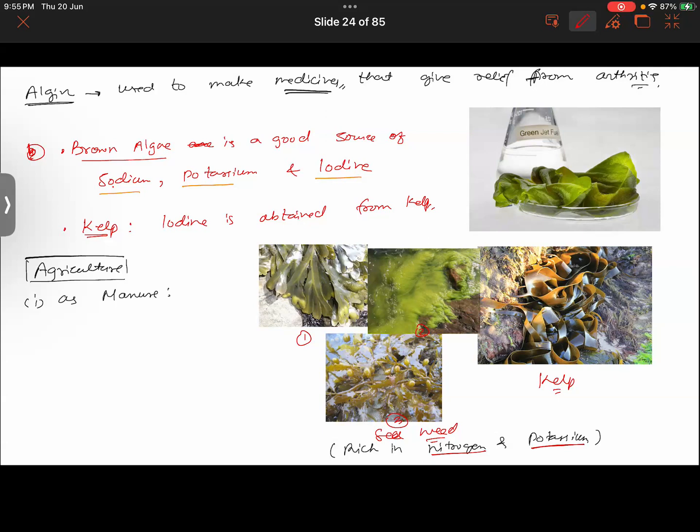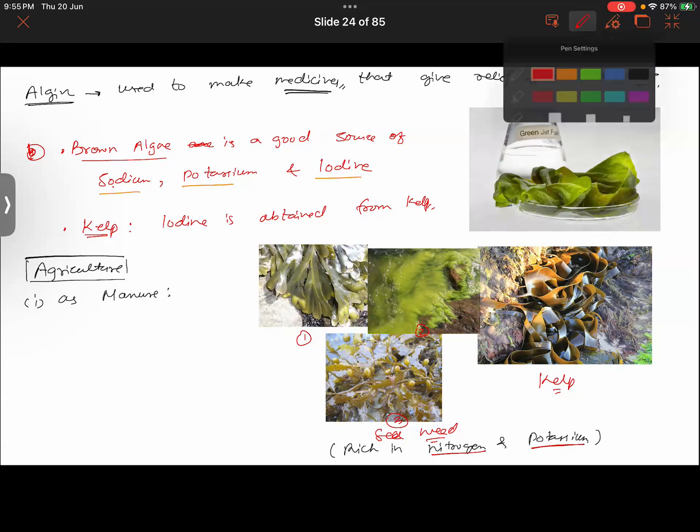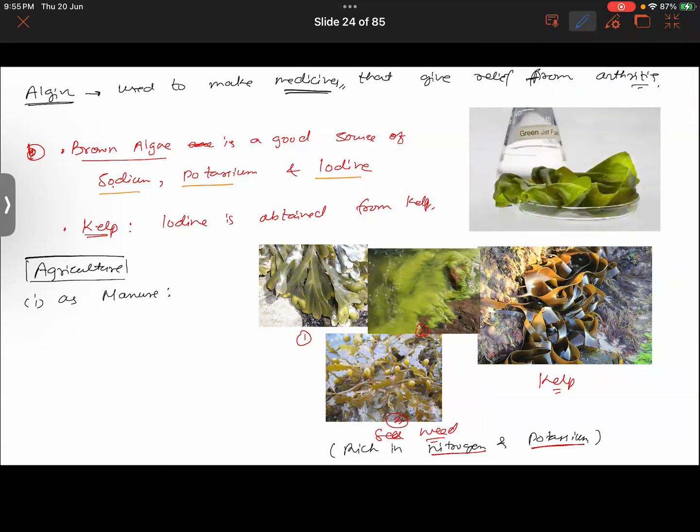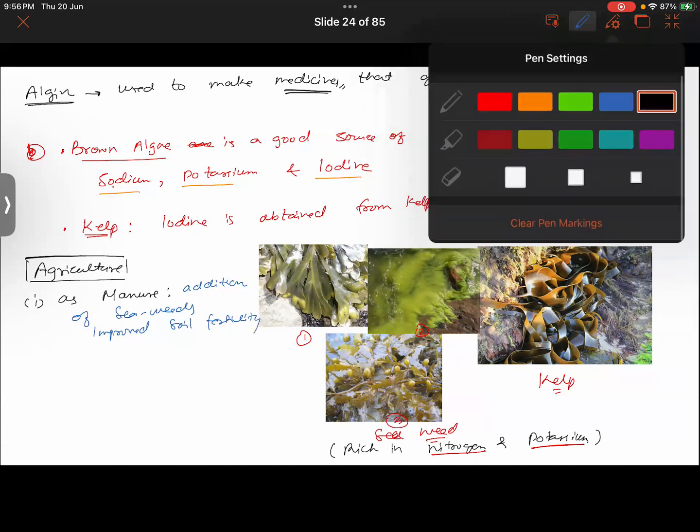Yeah, Aisha, Ibrahim. So thereby, addition of them to the soil will enhance the fertility of soil. So addition of seaweeds improves soil fertility. So hope that is also clear to both of you.